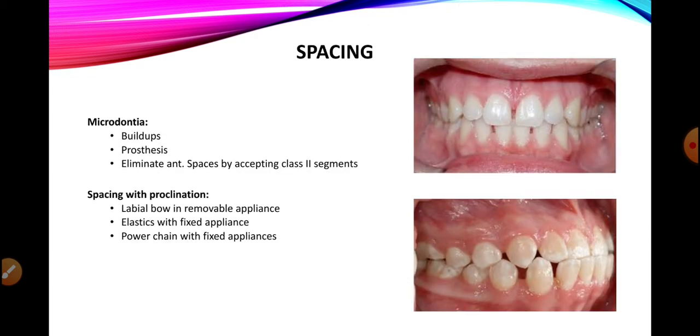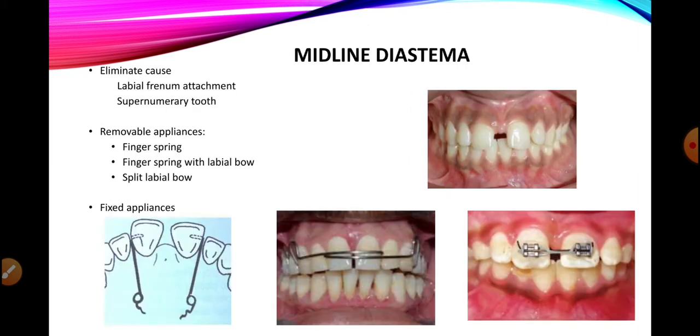When we talk about the localized spacing, that can be either because of microdontia or because of spacing with proclination. In those cases, the buildups or prosthesis can be given, or in cases of spacing with proclination, either removable or fixed appliances can be chosen, in which the labial bow in a removable appliance can be given to close the spacing, or when a fixed appliance is used, elastics or power chains can be used for the space closure.